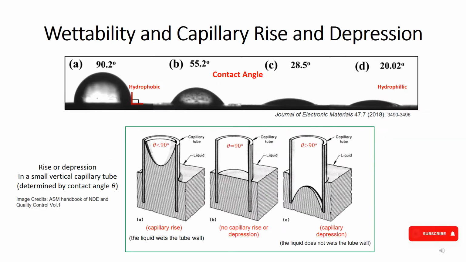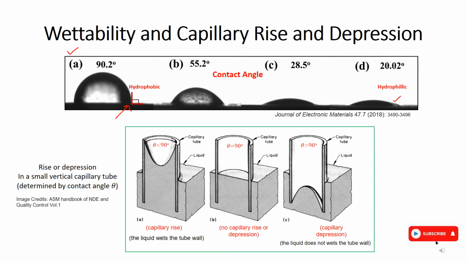Now another concept is wettability. Wettability is generally expressed with the help of the contact angle. Here in this figure, different contact angles are shown. Different materials are taken and we have dropped a drop of water on the surface of the material, and with the help of a high resolution camera we have measured the contact angle. Here you can see this water droplet is almost spherical with a contact angle of 90.2 degrees, whereas the contact angle decreases here.